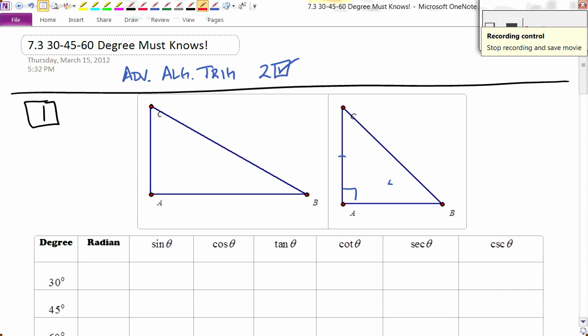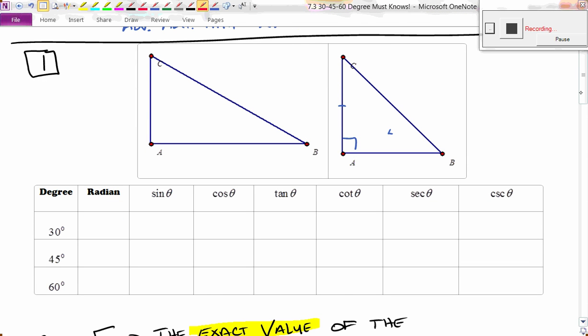All right, so today we're going to cover what I call the 30, 45, 60 degree must-know angles. I'm calling them the must-knows. We're going to start with these two triangles at the top of your page. One triangle is a 30, 60, 90. The other is a 45, 45, 90.